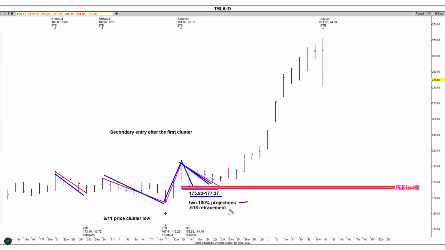It was two 100% projections and a 618 retracement. And again, followed by a very, very healthy rally. So if you miss the first entry, we always work at setting up the next pullbacks in any of the charts that we watch every day.